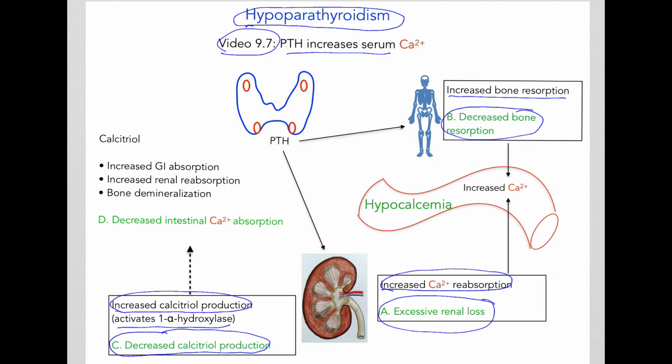And that decreased calcitriol production means there will be decreased vitamin D, and that will decrease the intestinal absorption of calcium, and all of these will lead to hypocalcemia. So hypoparathyroidism is a very common cause for hypocalcemia.